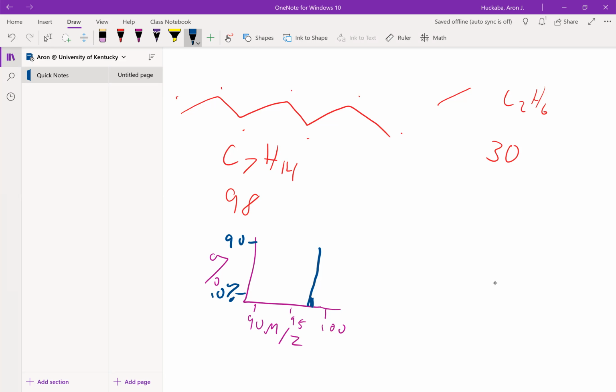So remember, when you're looking at the M+1 molecular ion peak, that's going to tell you how many carbons are present if you can make out the percentage that is present, or if you can make out the relative percentage of the M+1 peak versus the molecular ion peak.